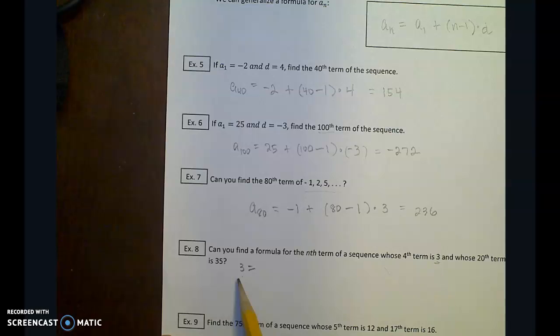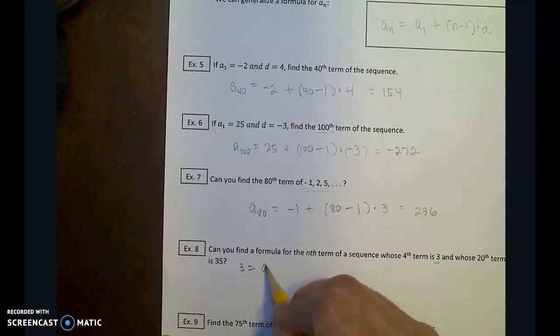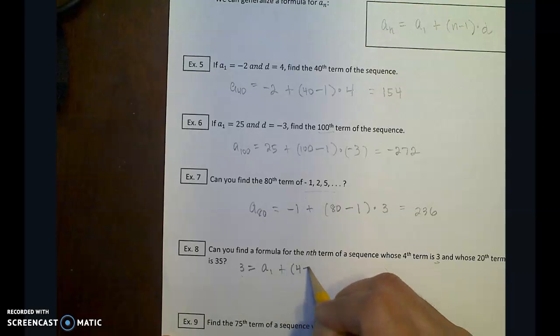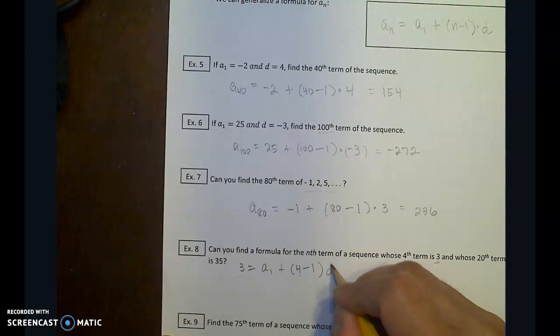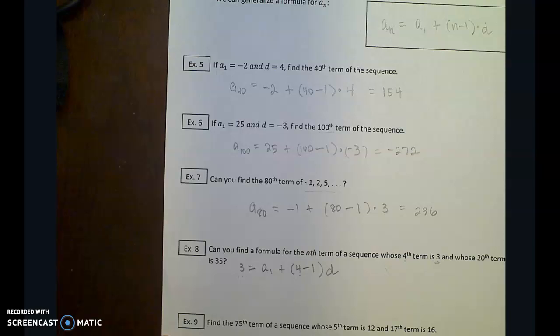So you're going to get the term value equals a sub 1, the first term, plus 4 minus 1, and 4 is the 4th term. So this is about the 4th term here. So the 4th term value is 3 equals a sub 1, which we don't know, plus 4 minus 1 times the common difference, which we do not know, so I'm going to put d.